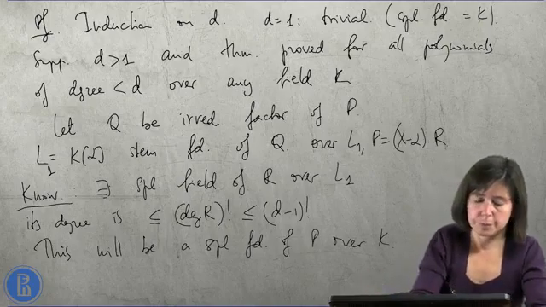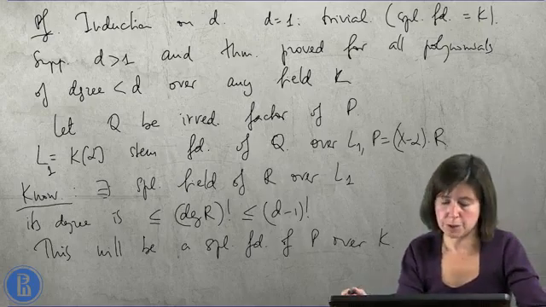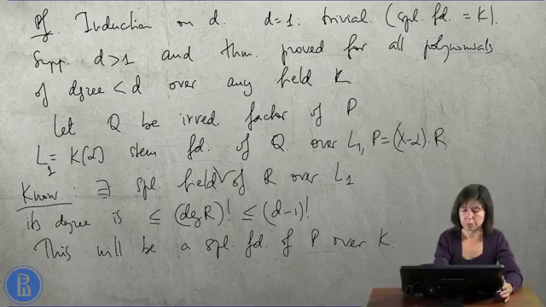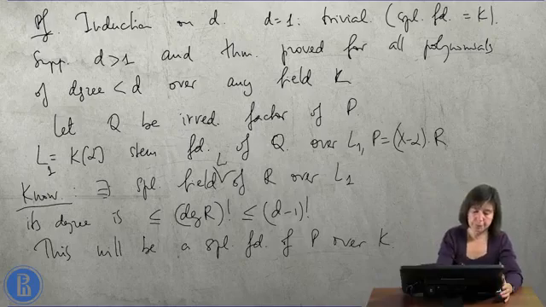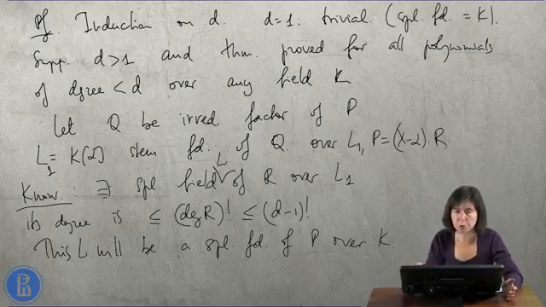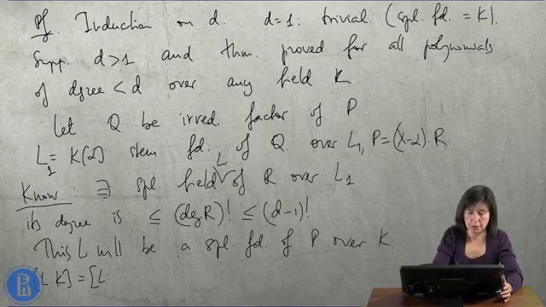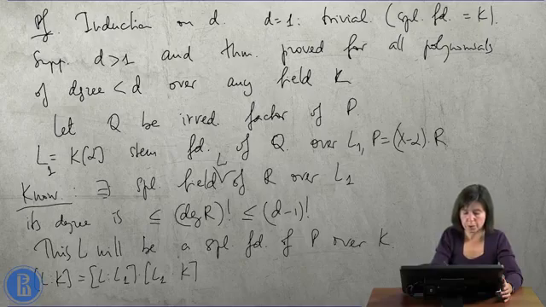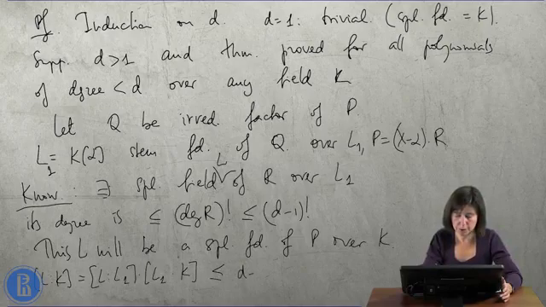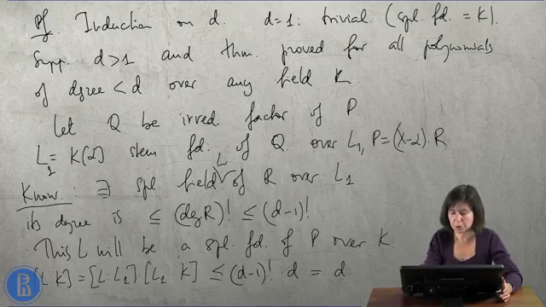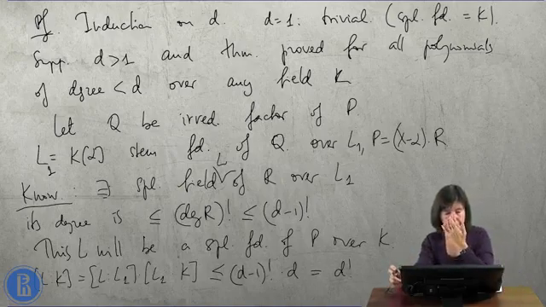And the degree, well, let us give it a name. Why not L? This L will be a splitting field of P over K, and its degree is equal to L over L1 times L1 over K. So, of course, it's less or equal than d minus 1 factorial times d, which is d factorial. Okay.